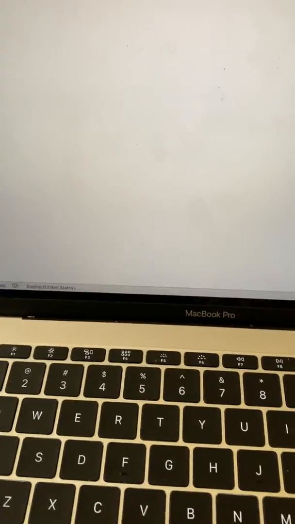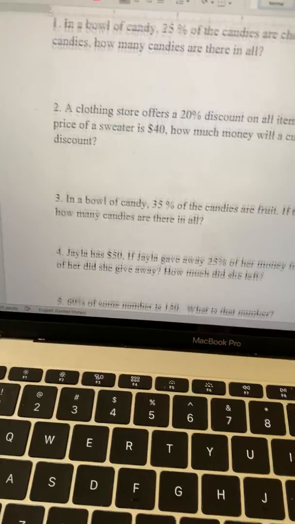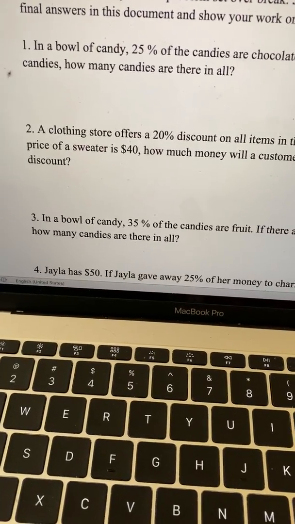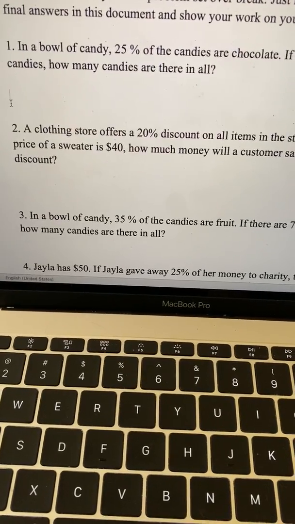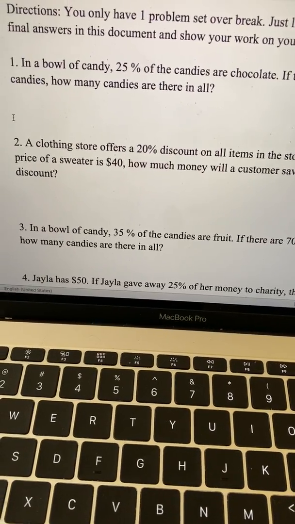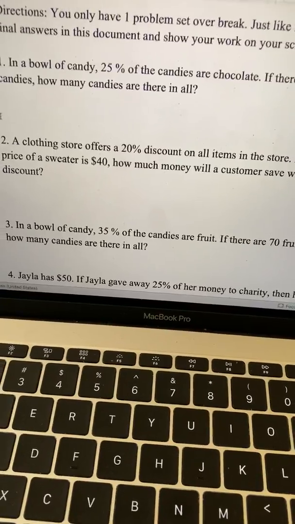Right now you have 10 questions to do on your own. Make sure that you're writing your answer on the computer, on the Google Doc underneath, and then you'll hit submit today. Make sure you submit it before midnight tonight, and then tomorrow you can come back and check your answers.